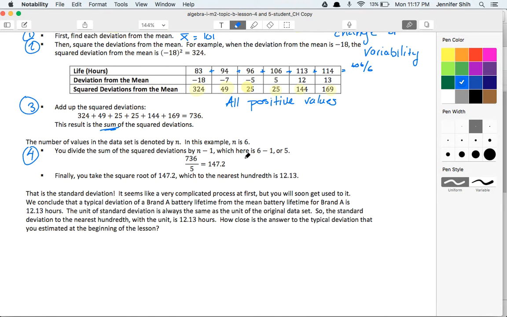Mostly wonderful though. Okay, what are we dividing by? We are dividing the sum. Oh, okay, this sum is up here now. We're dividing by n minus 1. I know n is 6. 6 minus 1 is 5. Okay, 147.2. What is this? This is the deviation squared.